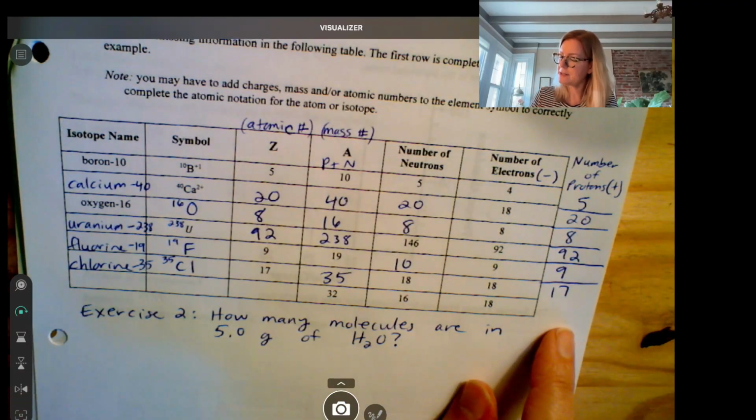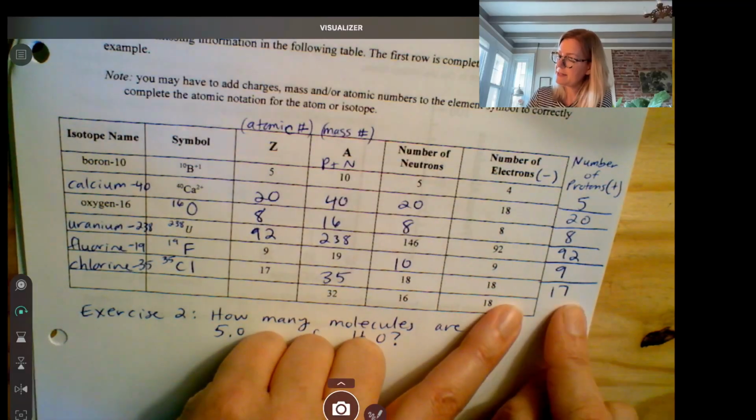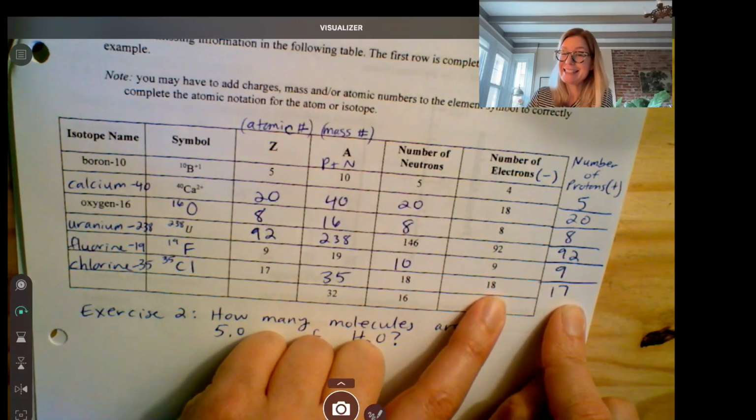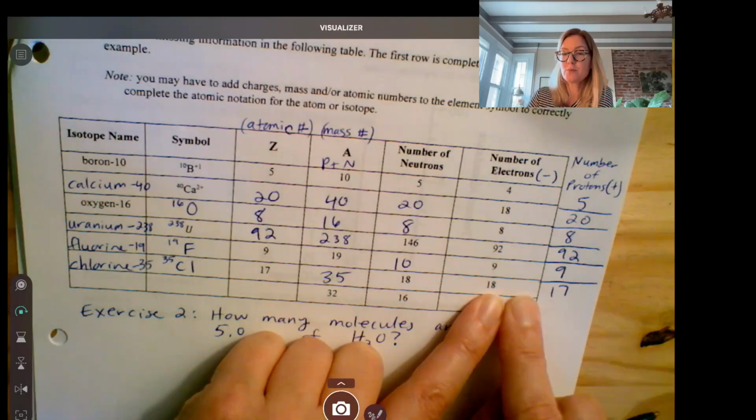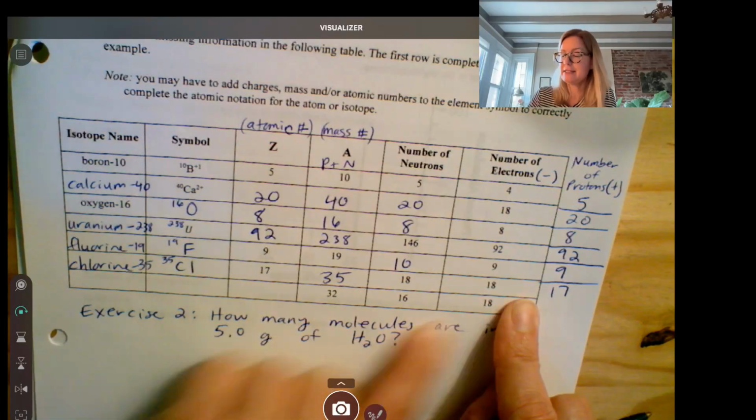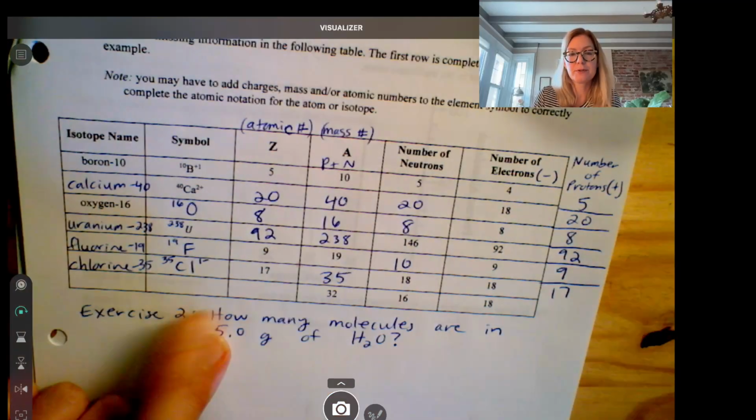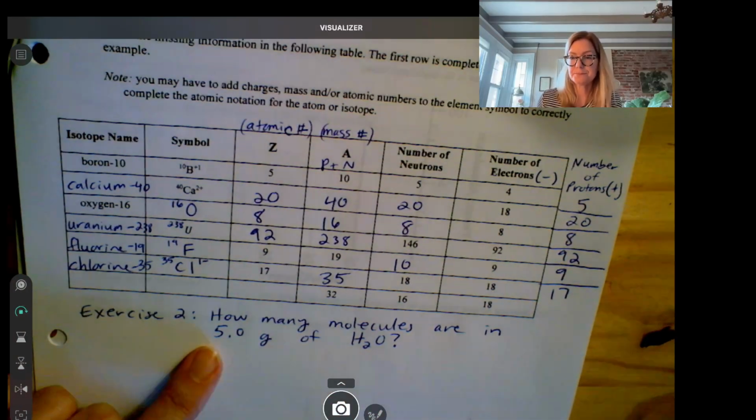Okay, now let's see if it has a charge, okay? It has 17 positive protons, but 18 negative electrons. So it gained an extra electron. So its charge is 1 negative, because 17 positive and 18 negative add up to 1 negative. So put a little 1 negative up there.